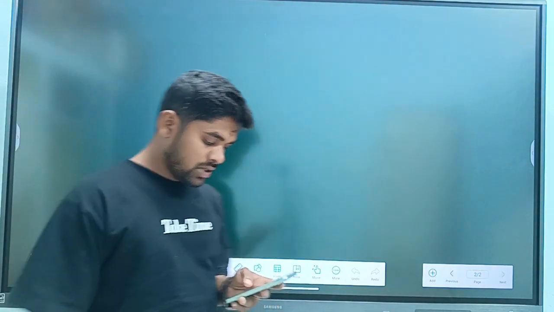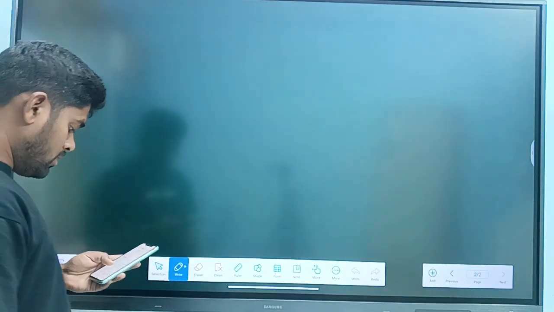In the 9th question, mean deviation about the mean is given, and you know how to find this. Done. Next, the 8th one.